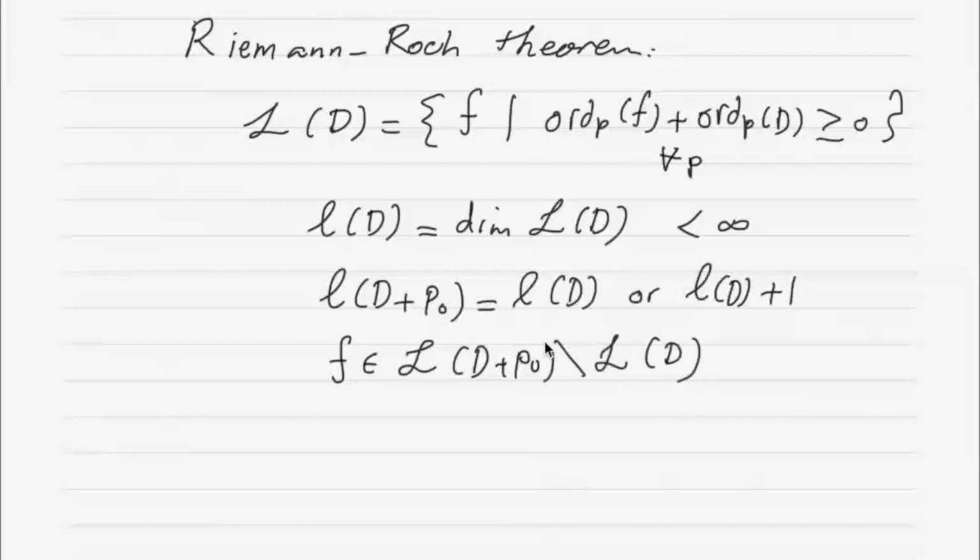And from this, it's easy to deduce by induction that l(D) is always less than or equal to degree of D plus 1, where the degree of a divisor is the sum of the multiplicities of the points that appear in that divisor. So not only do we understand that this dimension is finite, but we have an upper bound for this value.